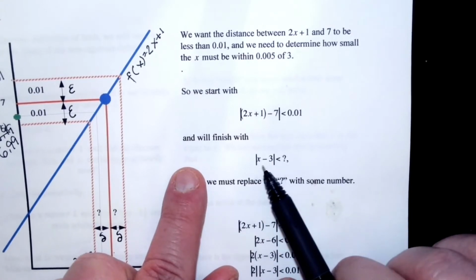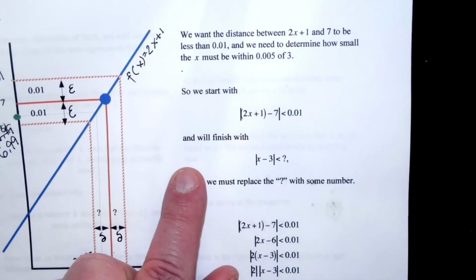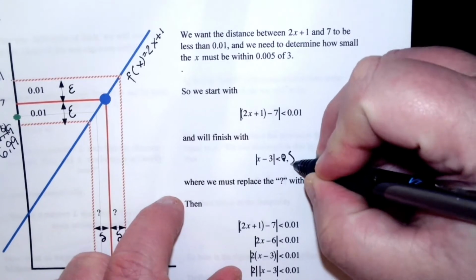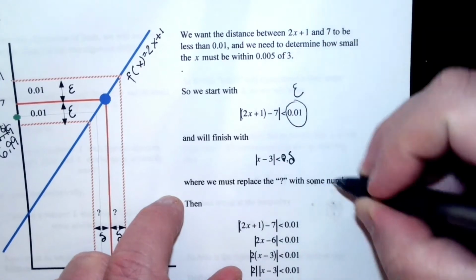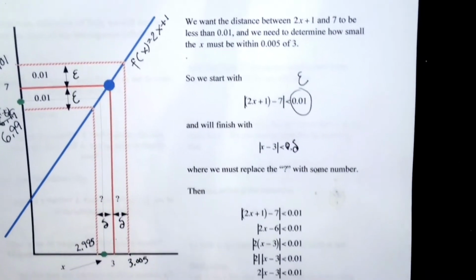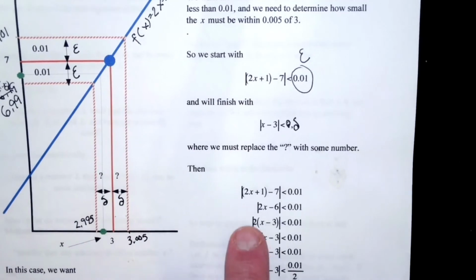So we're going to say that the absolute value of x minus 3 is less than some unknown quantity. And this unknown quantity is the delta. This is epsilon, and that's delta. Alright, so here's what's going on. This is actually very much what we did before, it's just written in a different way.